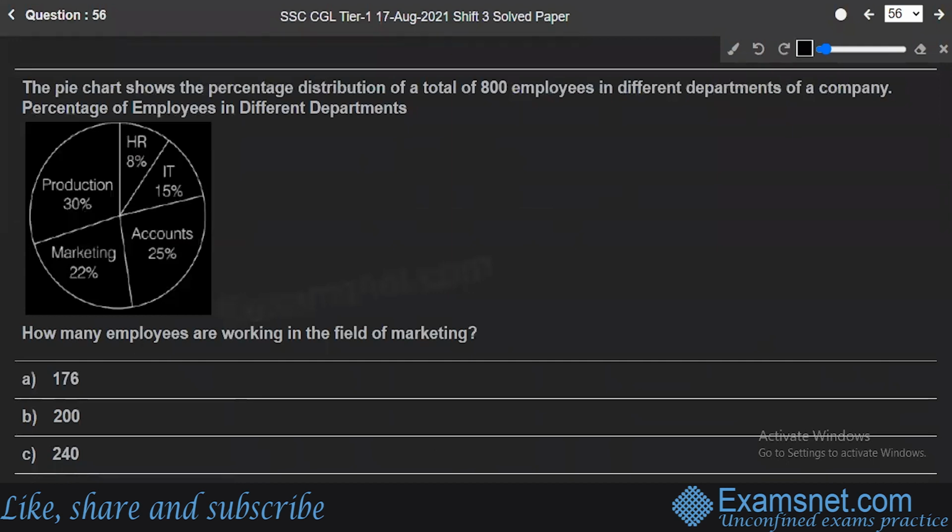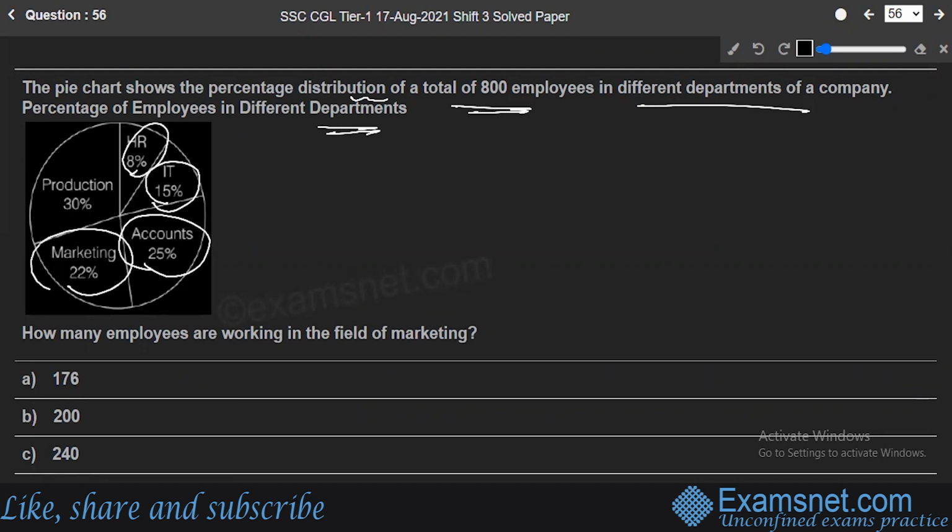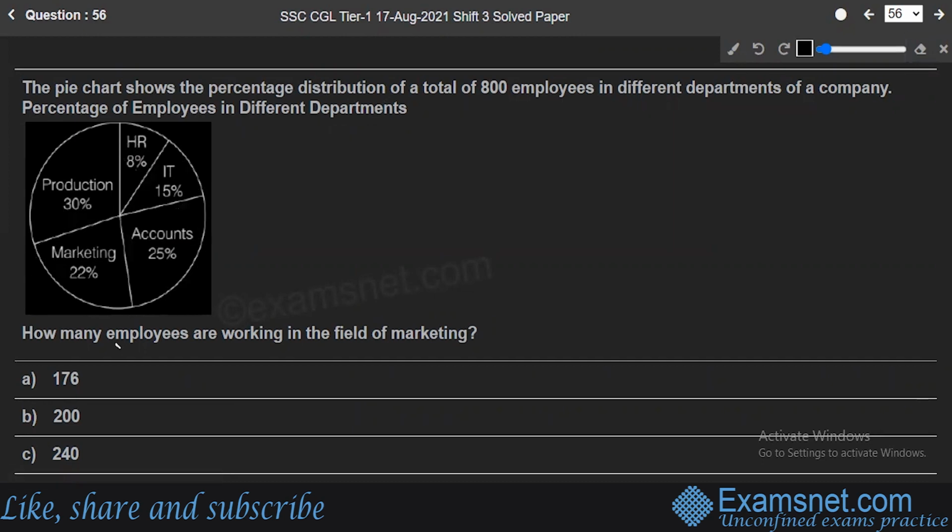So this question shows you a pie chart which shows the percentage distribution of total 800 employees in different departments of the company. There are 8% employees in HR, 15% in the IT department, 25% in the accounts department, 22% in the marketing department, and 30% in the production department. How many employees are working in the field of marketing?